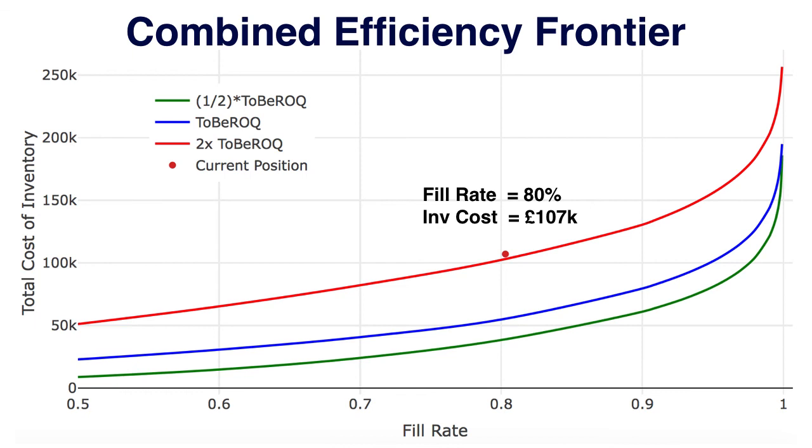But what is this red and green curve? I've also created additional efficiency frontiers for the 2 times ROQ scenario and the half ROQ scenario, just to see how it looks, so that in case we choose to change the ROQ values, we know where we will fall and what the ranges are. And that red dot is the as-is position, a fill rate of 80% and an investment cost of 107K. Now 80% is obviously not adequate and therefore we need to improve.